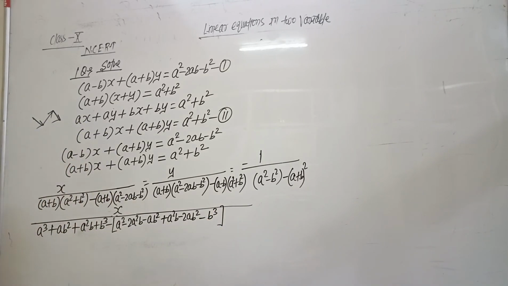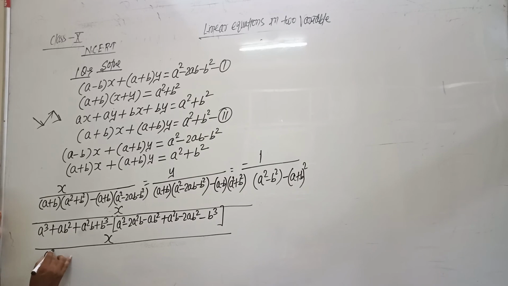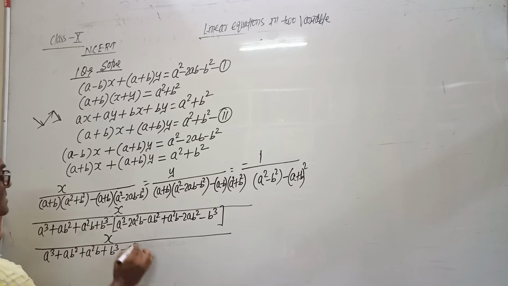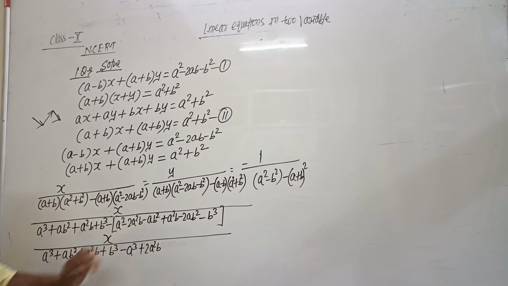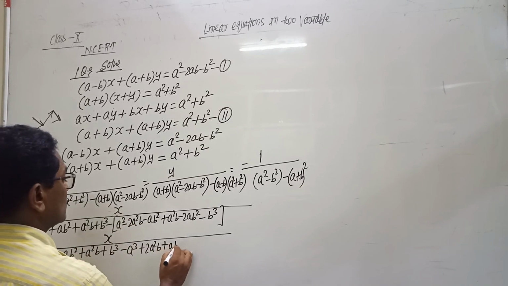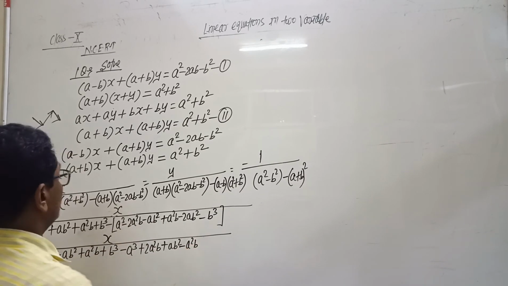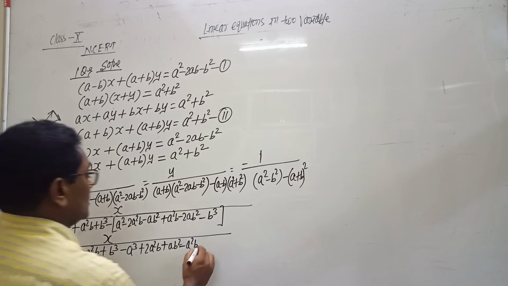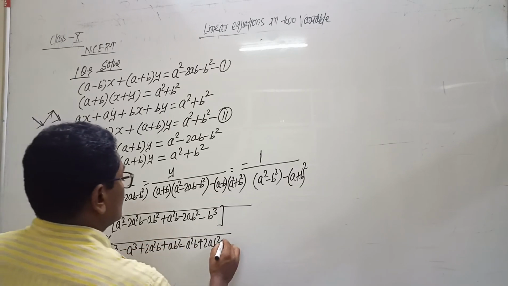Then we remove the bracket. So x upon a cube plus ab square plus a square b plus b cube, and minus a cube minus minus plus 2a square b, then minus minus plus ab square, minus plus minus a square b, minus minus plus 2ab square, and again minus minus plus b cube.